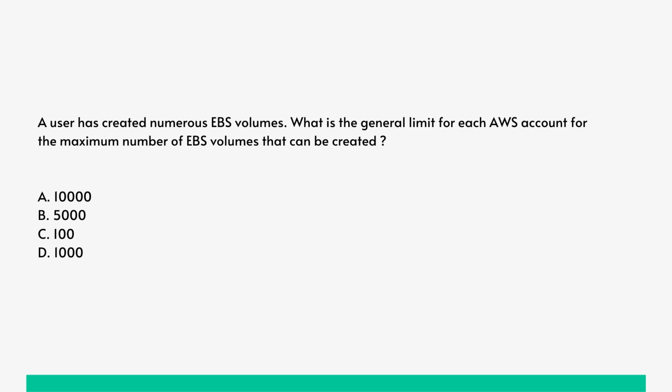Option A: 10,000. Option B: 5,000. Option C: 100. And option D: 1,000. The correct answer is option B: 5,000.